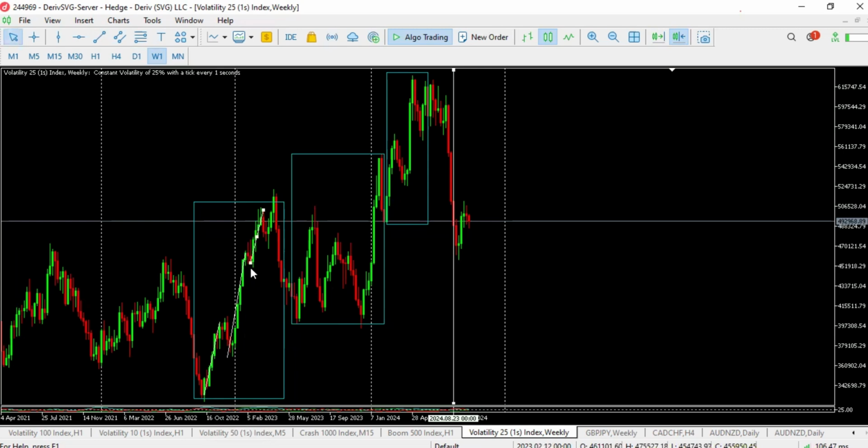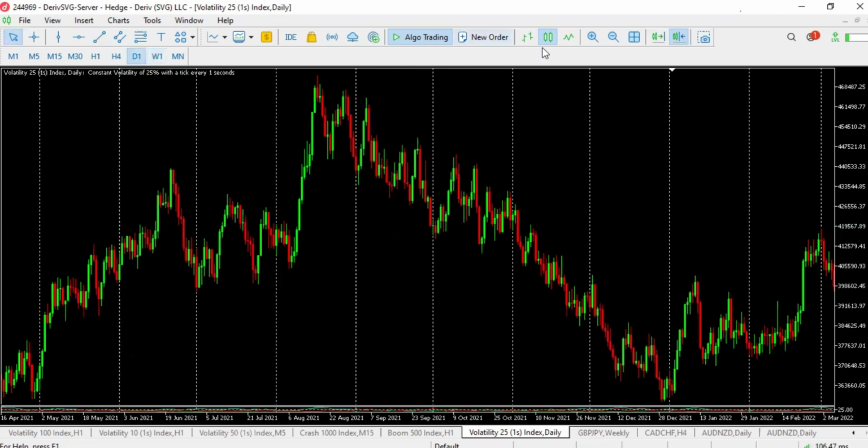Now after the third level, remember what we said. Now the market will try to change direction. There will be a reversal. And that is what I want us to focus on in today's class. So I'm going to go straight to the daily chart.